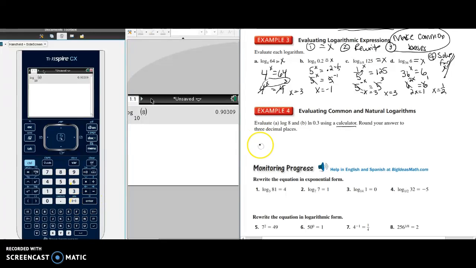So the answer for A would be, to 3 decimal places, 0.903. Let's try ln of 0.3. Again, you're going to need to hit the ln button, and then 0.3. And you can see your answer will be -1.204 if we round correctly. And that is it.